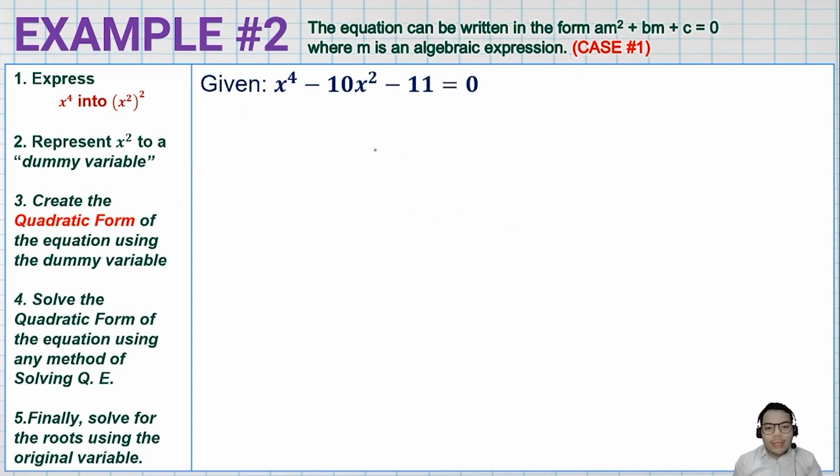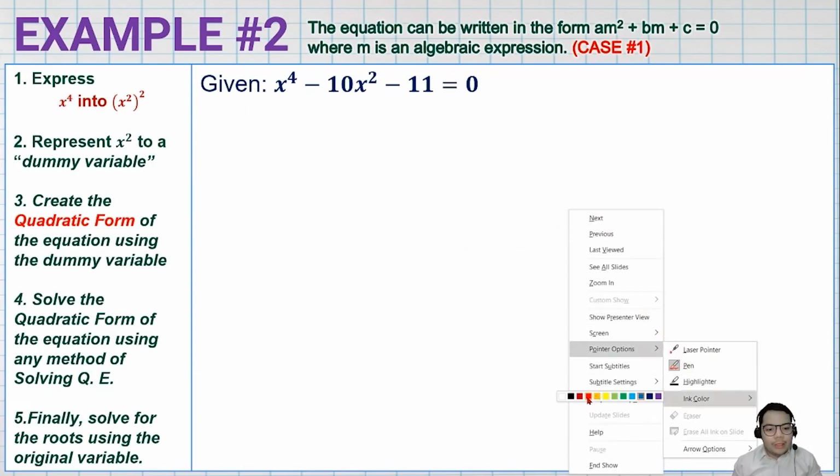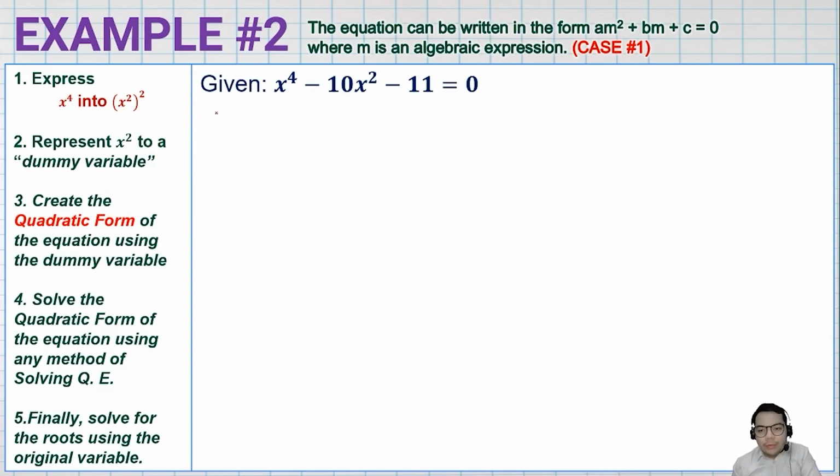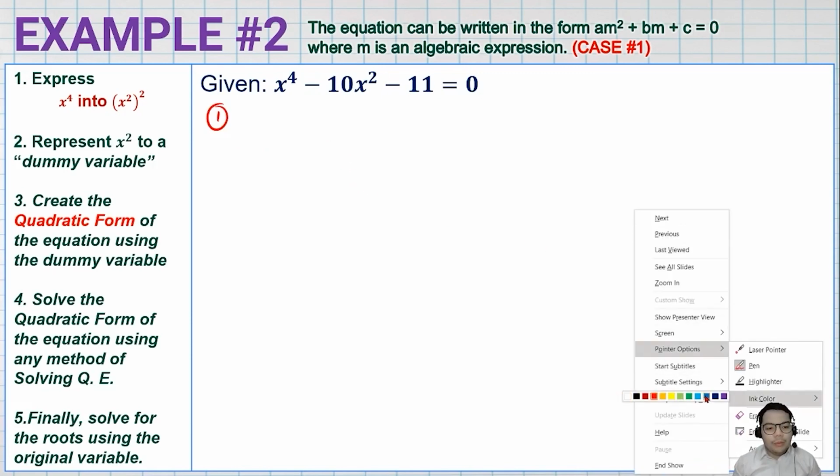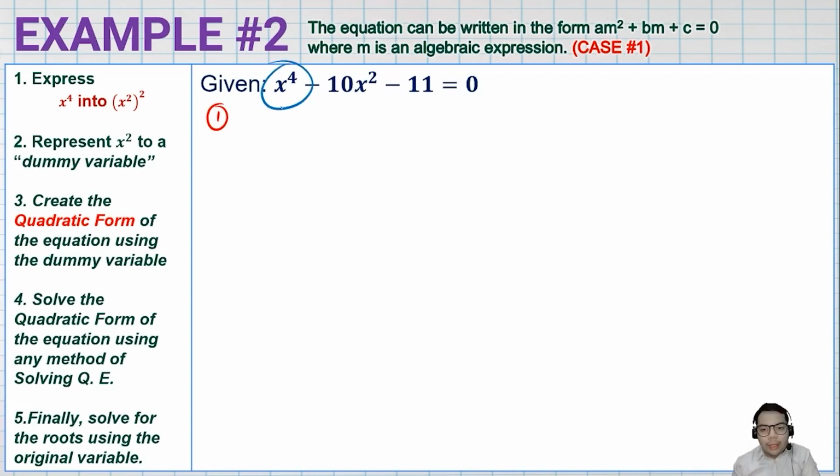So, punta tayo ulit sa step number 1. It says convert or express x raised to 4 into x squared raised to 2. So, let's follow step number 1 by replacing this one into x squared raised to 2. Para lang makita natin kung ano yung mga papalitan natin mamaya. Then, minus 10x squared. Copy lang natin yung mga kasama niya sa right side. So, 11 is equal to 0. So, that's step number 1. Replace or express x raised to 4 into x squared raised to 2.